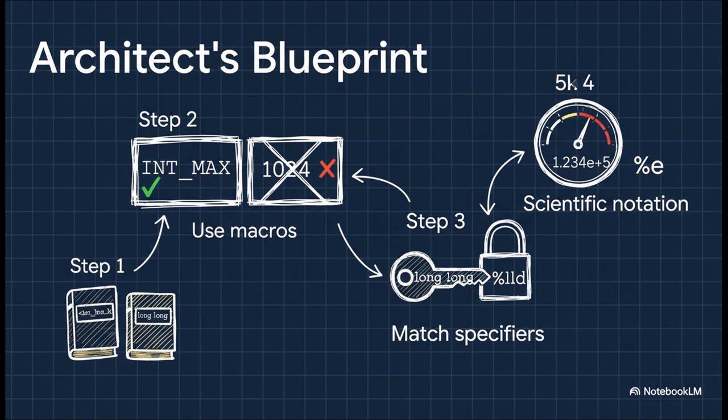Let's just put this all together into a simple blueprint for success. First, always include my rulebooks. Second, always use the macros like INT_MAX to get the boundaries. Never hardcode the numbers. Third, be meticulous and match the format specifier to the data type, like using %lld for a long long. And finally, remember that for floating point types, you'll often want to use %e for scientific notation.